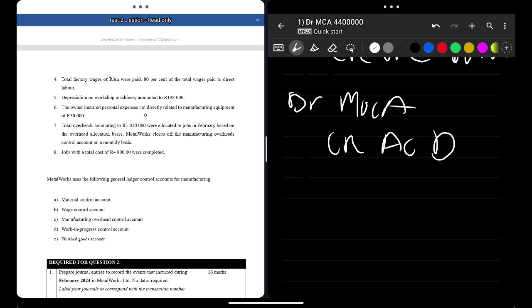The owner incurred personal expenses not related to manufacturing equipment. Now, we do not do anything with that, right? The owner incurred personal expenses, so we ignore it, because it has nothing to do with the manufacturing business. You don't journalize entries relating to the owner. That's an accounting rule.